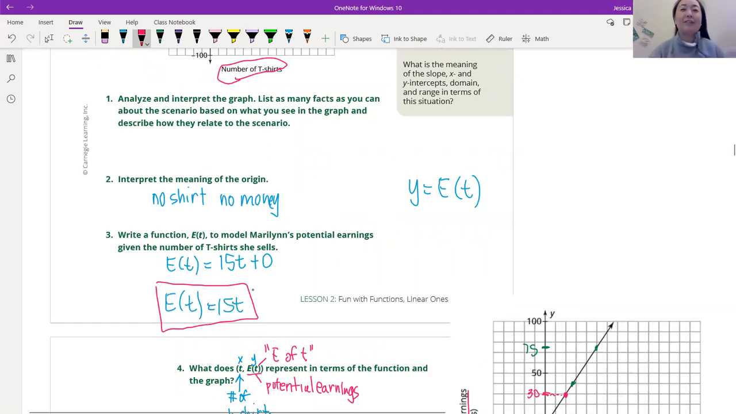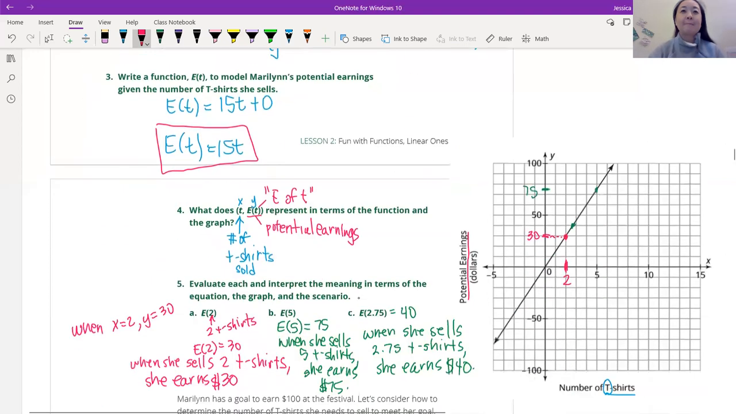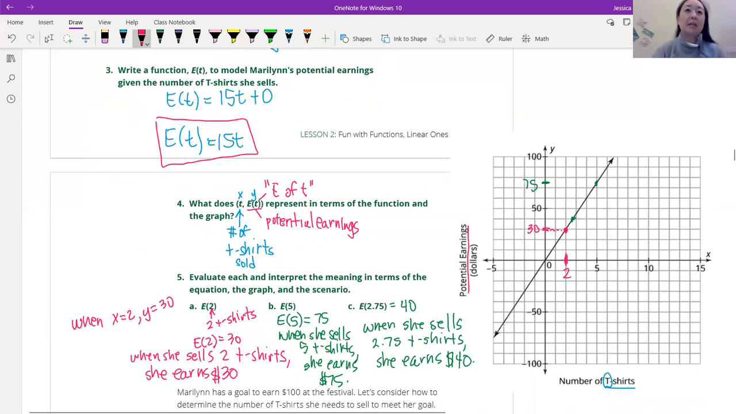And just as a quick reminder, y is equal to e of t. So if you say e of t, we're not saying e times t. That is completely different. This is function notation, where instead of y, we just say e of t. The reason we do that is to be a little more specific as to what kind of y we're talking about. We're looking at this e for earnings. It could have been p for profit, but we're going with e for earnings because that's what they said.